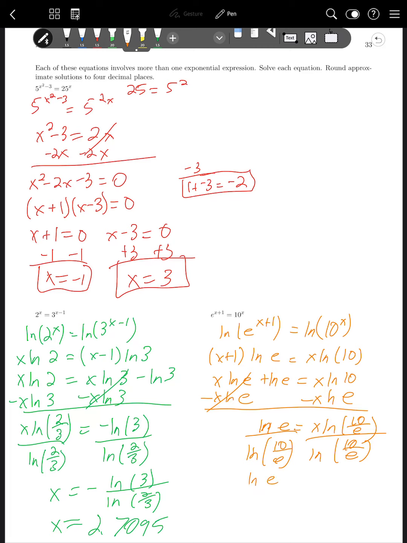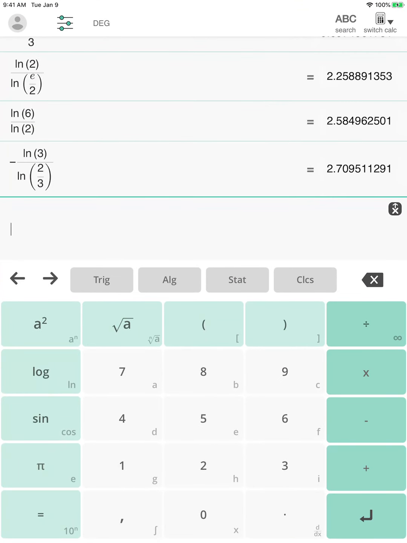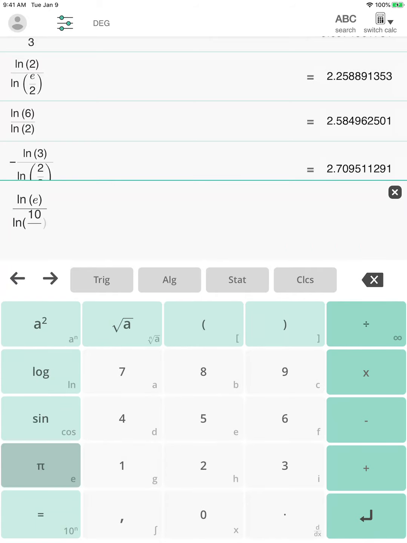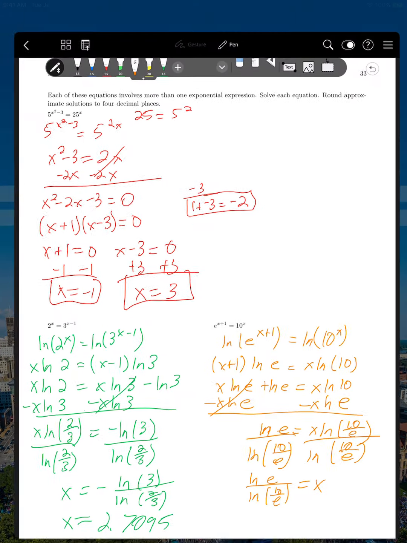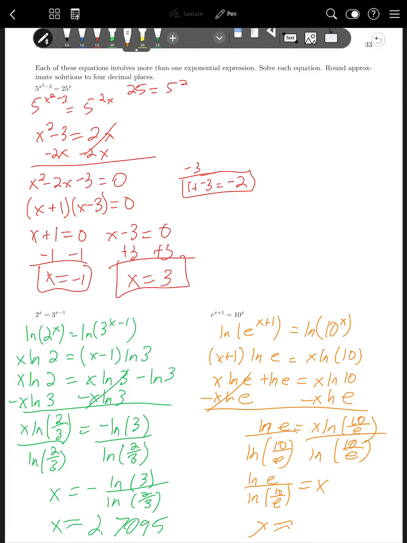So the natural log of e over the natural log of 10 divided by e is equal to x. Okay, so the natural log of e divided by the natural log of 10 divided by e. So that's 0.7677 approximately. Okay, so that's the idea of how we can solve all these equations.